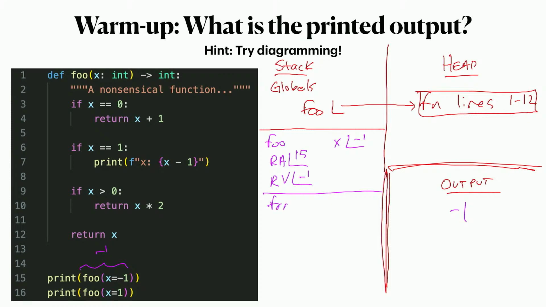We set up another frame for foo. This time, notice the return address is line 16, because that's where this function call is originating. X is 1 this time around, and we're ready to jump into this function. So we ask, is x equal to 0? No, it's not, right? Then we ask, is x equal to 1? Yes, it is. And here we print something you just read about, a format string or an F string, right?